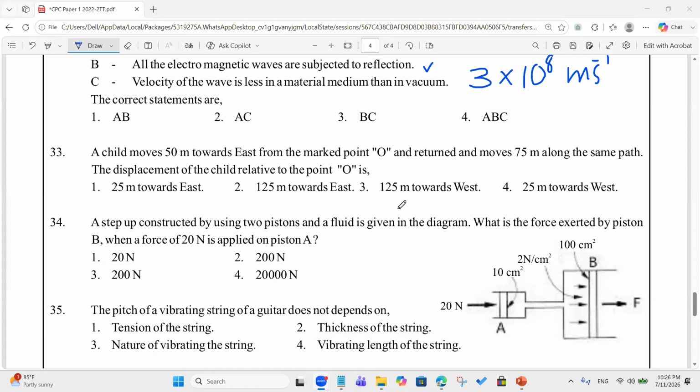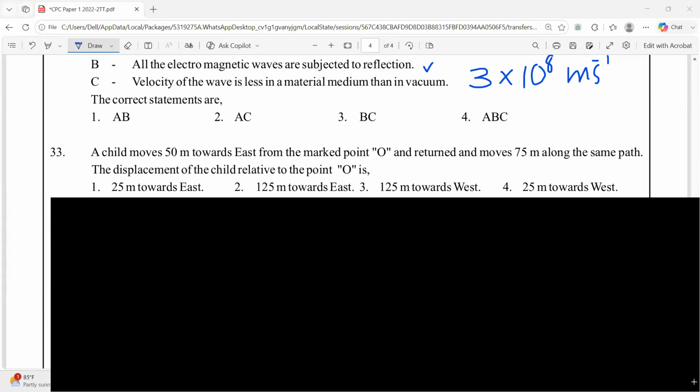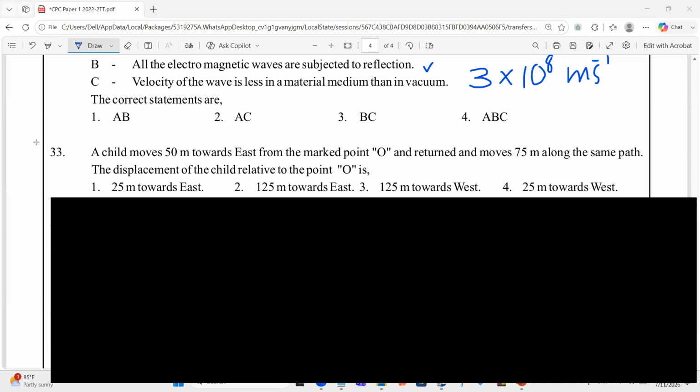Let me calculate. Yeah, what is your answer? What's your answer? 25. Not 25. Then how much? Okay, I will draw a diagram. For this kind of question, you better draw a rough sketch, right? And mark the data and take the answer.